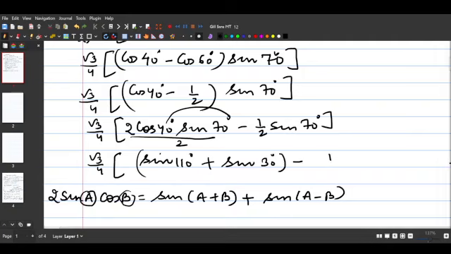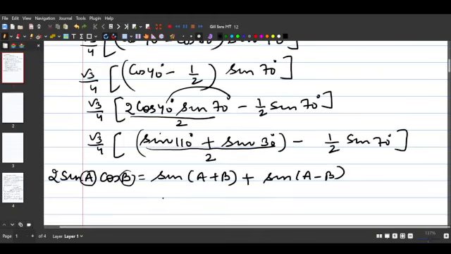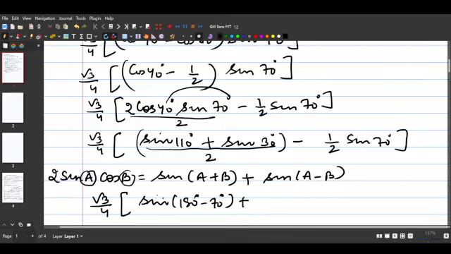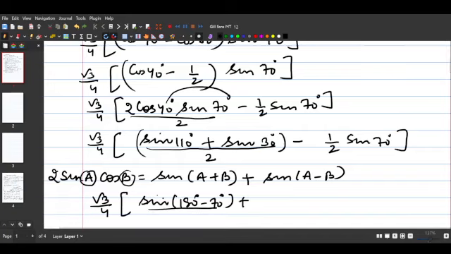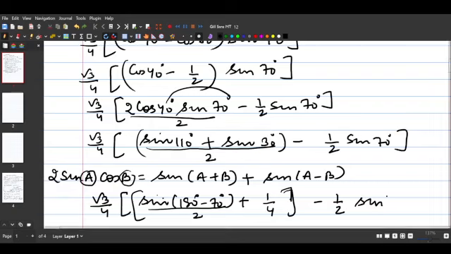Close the bracket. Outside we have half sine 70 degree. And upon 2, please don't forget that wherever we are multiplying, we have to divide also. So we'll write that. We'll put the values. Root 3 by 4. Sine 110, we know that it can be written as sine 180 minus 70 degree. Sine 30 degree is half. And I'm breaking these two terms with upon 2, so this upon 2 will come here and this upon 2 will come here. So sine 30 degree is half into 1 by 2, that will become 1 by 4. Outside we have minus half sine 70 degree.